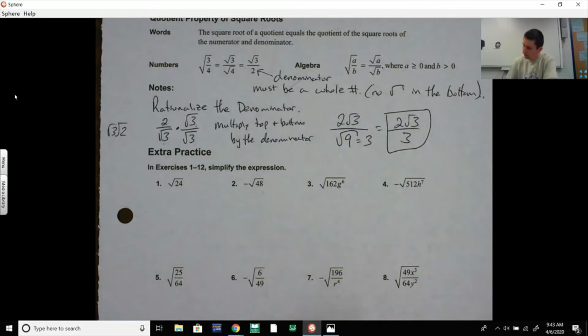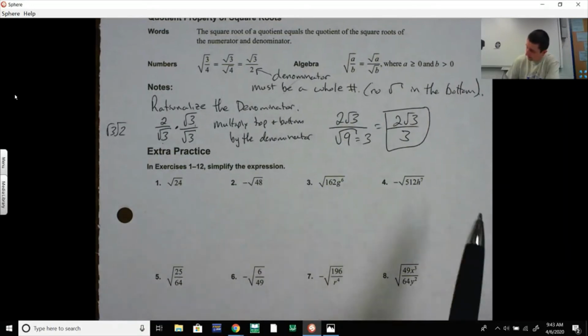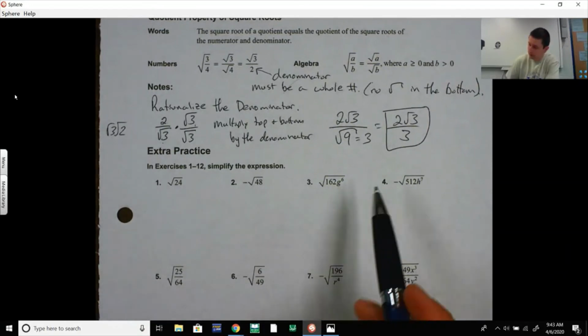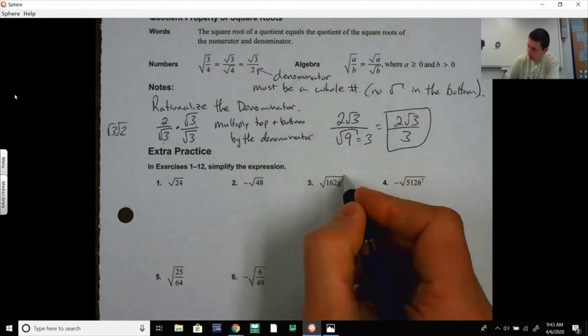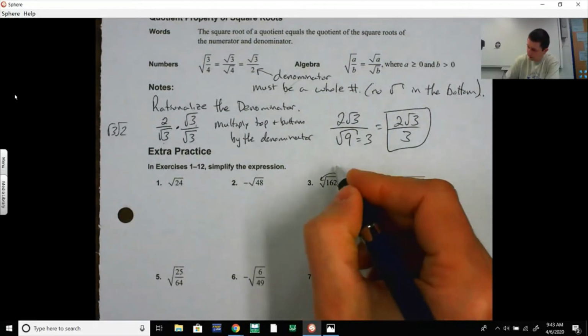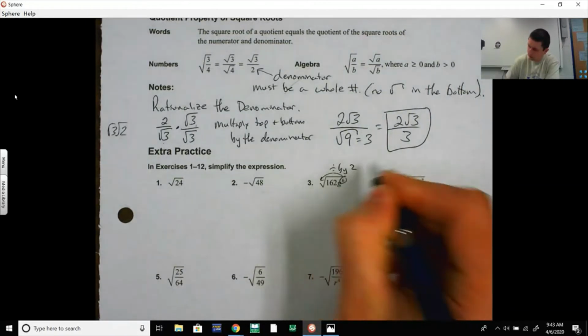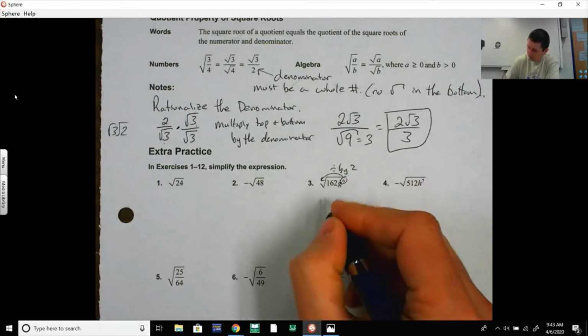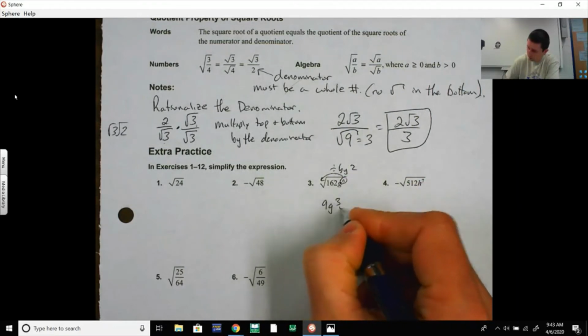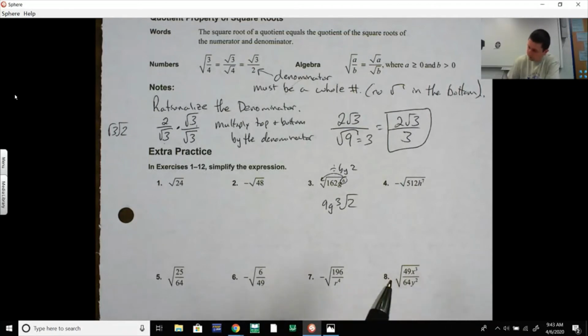Okay, never mind. I'll get to that later. We're not going to do anything with variables right now. We'll tell you variables are divided by the index. So if you have a square root, it would be 2. So this would be 9g cubed root 2, if you want to try to figure that one out.